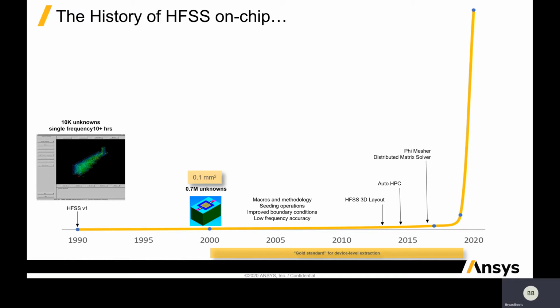Around 2017, we introduced the phi mesher and the distributed matrix solver, and these are the two linchpin technologies that really enabled the hockey stick growth in capacity and addressable space in this area.